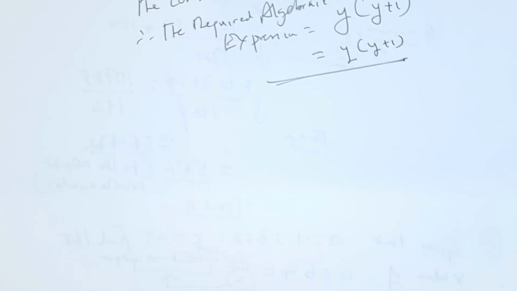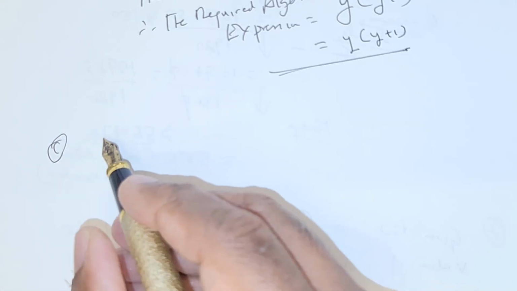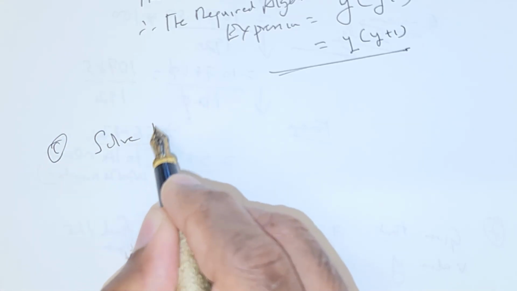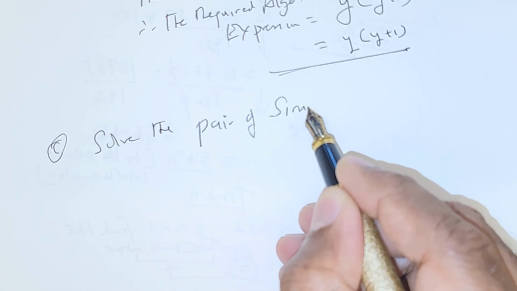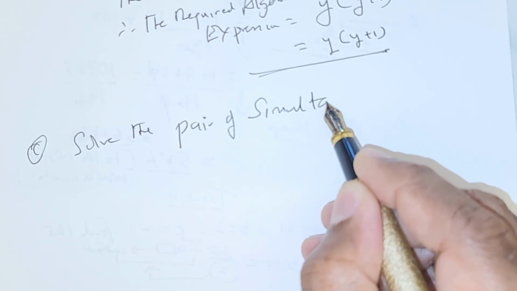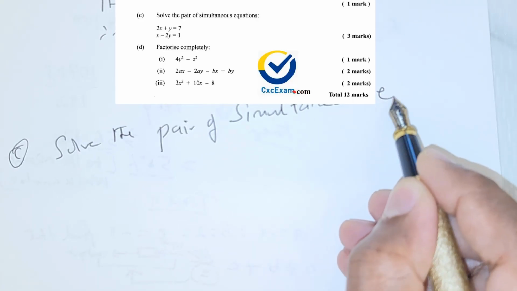Having given you that, let me move on to part C. Now in part C, what they are asking us is to solve the pair of simultaneous equations.